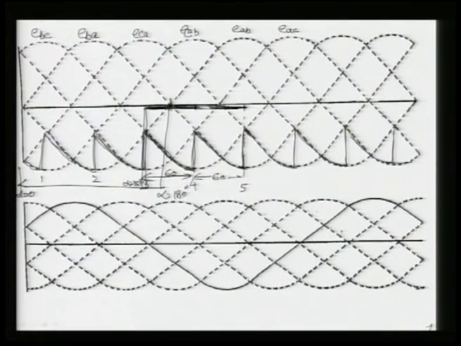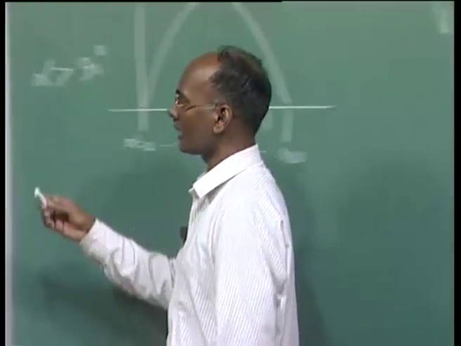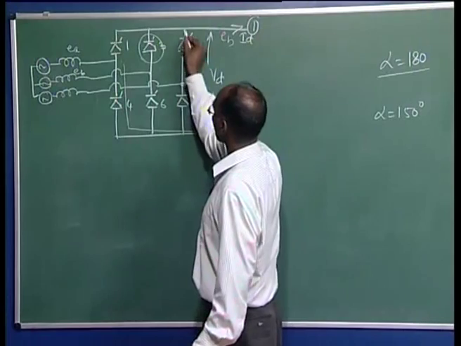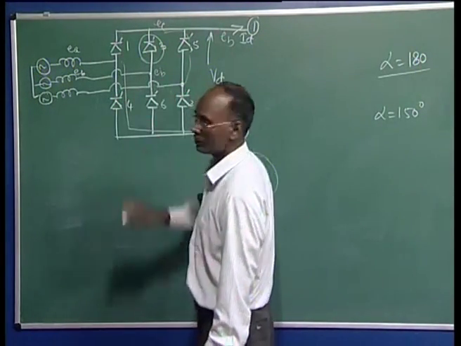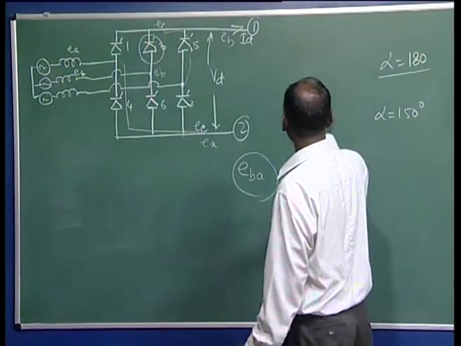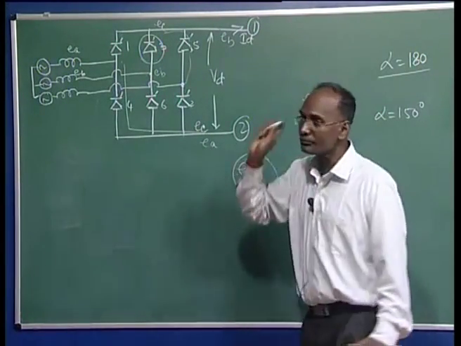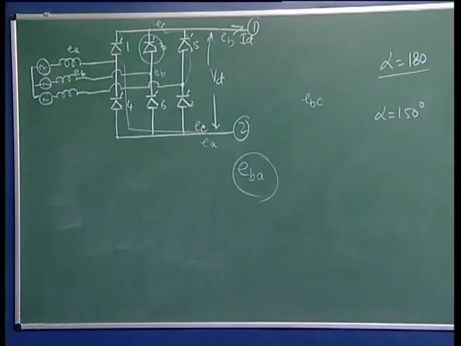So, valve 3 is conducting during this period, so the voltage will be 0. Now, after that, valve 3 is off and valve 5 is taking over. You can see that once valve 5 is conducting, the voltage across this is coming as EC, and this will be EB always. So, the voltage across this will be EBC.